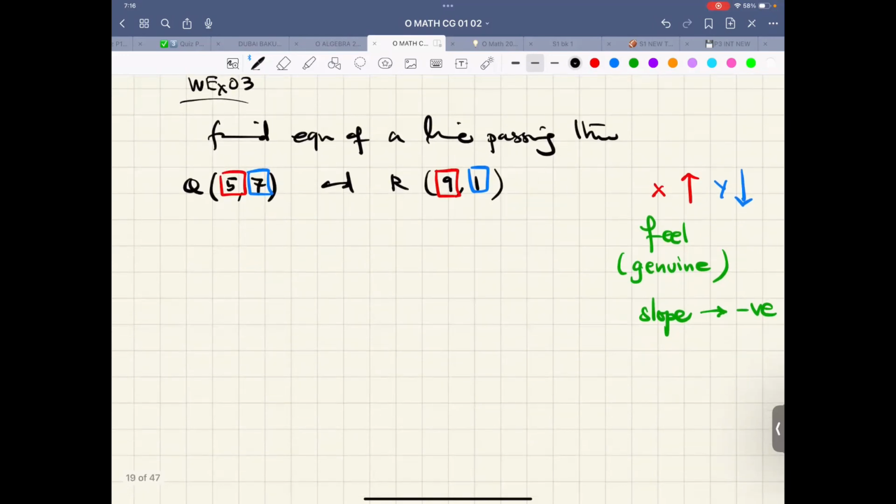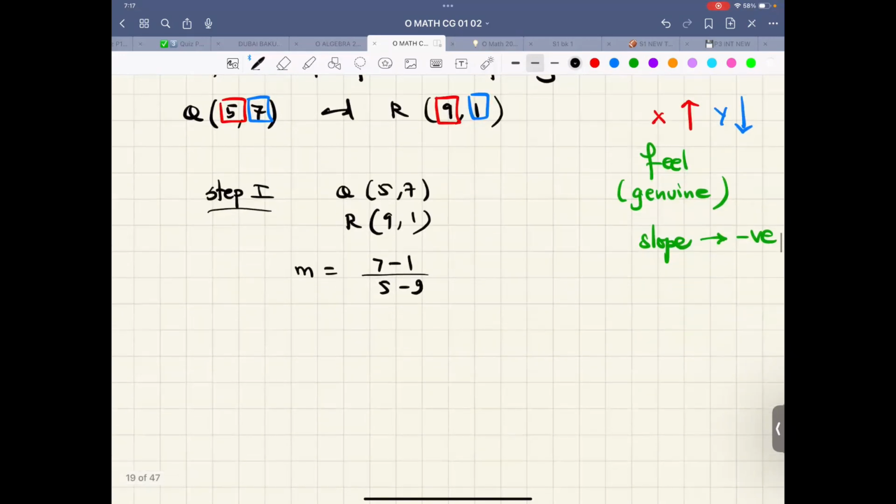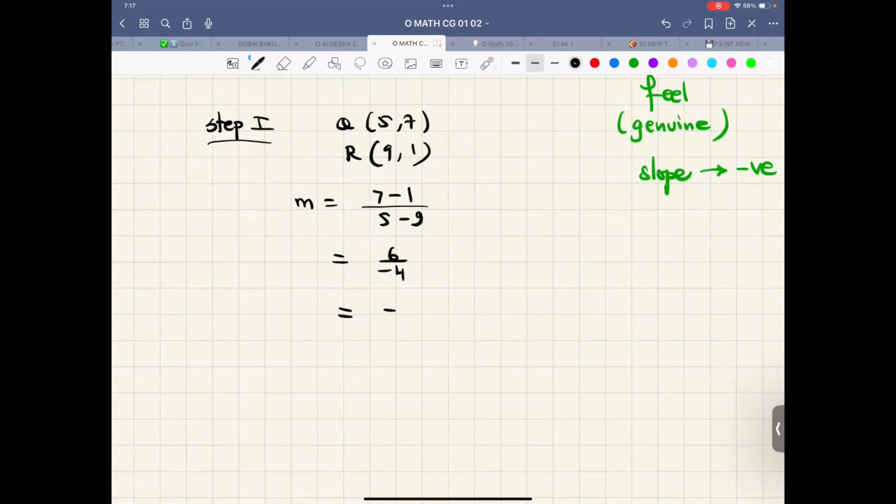Just write it down. So let me write it in steps. Step number 1. This is Q, (5, 7). This is R, (9, 1). The gradient is 7 minus 1 over 5 minus 9. 7 minus 1 is 6. 5 minus 9 is negative 4. So 6 over negative 4, that is negative 3 over 2. Yes, the feel was all good, all perfect.